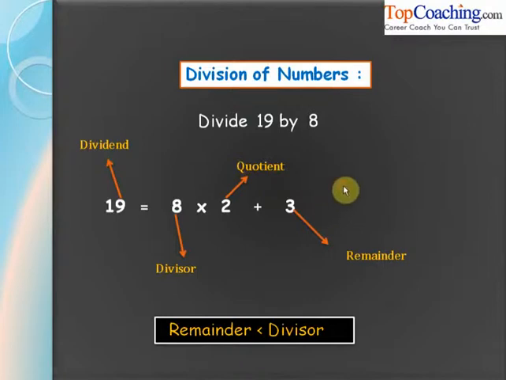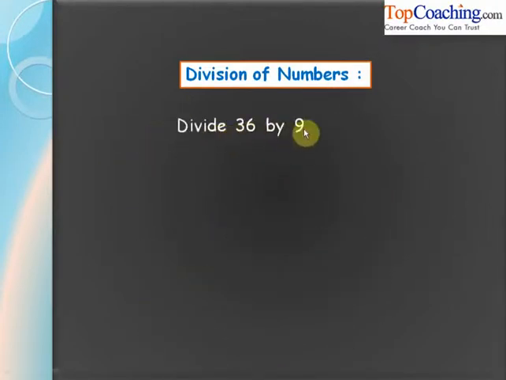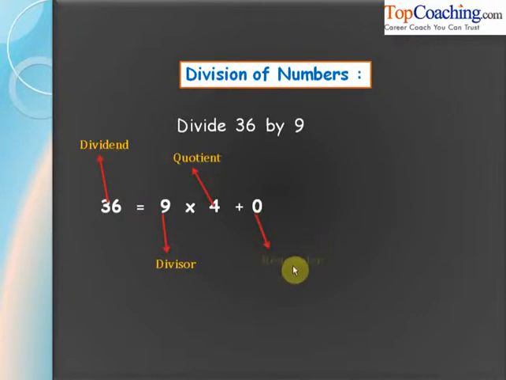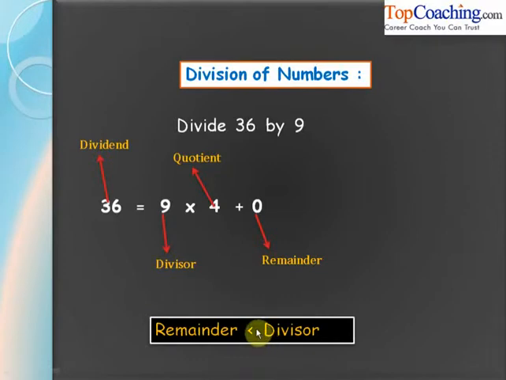Let's try to see one more example. Divide 36 by 9. Now we know that 36 can be written as 9 into 4 plus 0. So here 36 is again the dividend, 9 is the divisor, 4 is the quotient, and 0 is the remainder. So we see that 9 completely divides the number 36 as it leaves the remainder equal to 0. Again what we observe is remainder less than divisor. So the rule is, whenever we divide one number by another, the remainder is always less than the divisor.